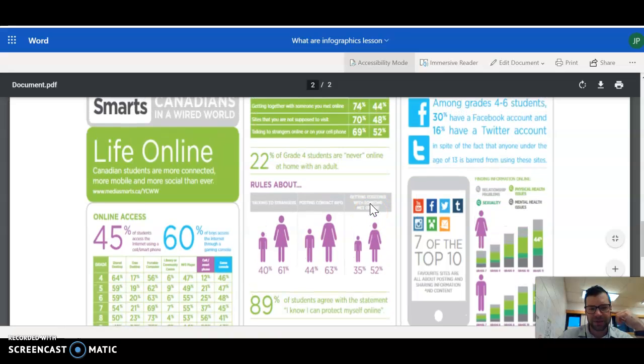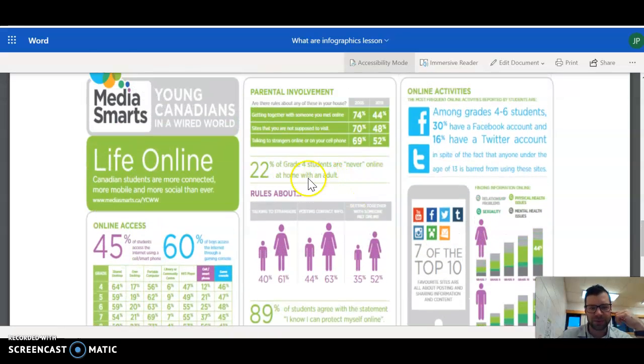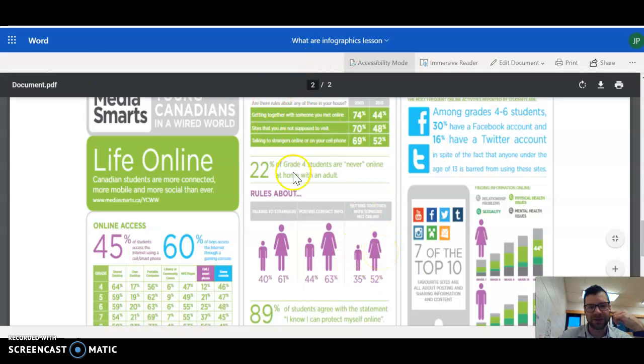Okay, so rules about talking to strangers, posting contact info, getting together with someone met online. So these are things about parental involvement, so the rules about these in your house. So this is like surveys that they have done. Random bits of data here.